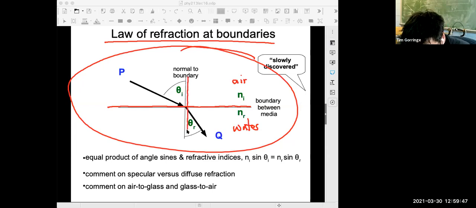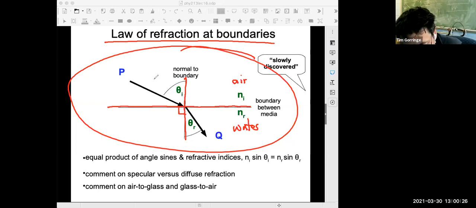The vertical line again, I didn't really draw that in the right place. Let's try and do better. That vertical line again is the normal to the boundary. So again, the normal is a reference, and normal means 90 degrees to the surface, a right angle to the surface. And again, we use that normal as the reference for measuring the directions of the incident rays, the incoming rays, and the refracted rays, the outgoing rays.